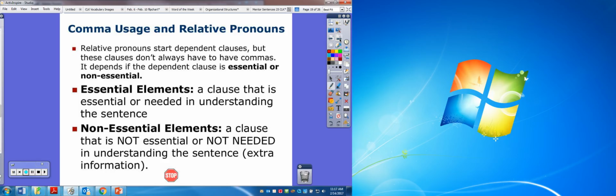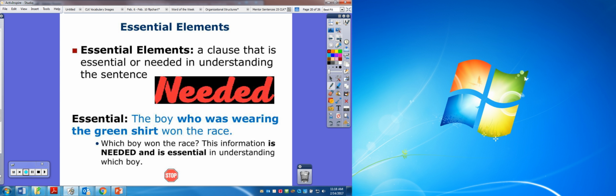The opposite would be non-essential. This is where a clause is not needed in understanding the sentence. Extra information. This can get confusing. Essential elements: again, a clause that is essential or needed in understanding the sentence. They are needed. Here is the example.